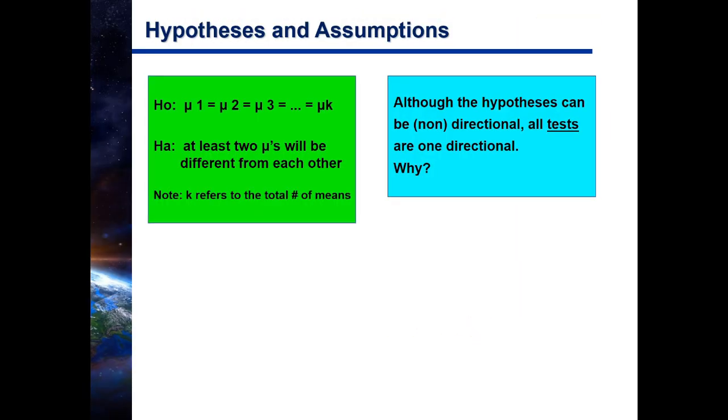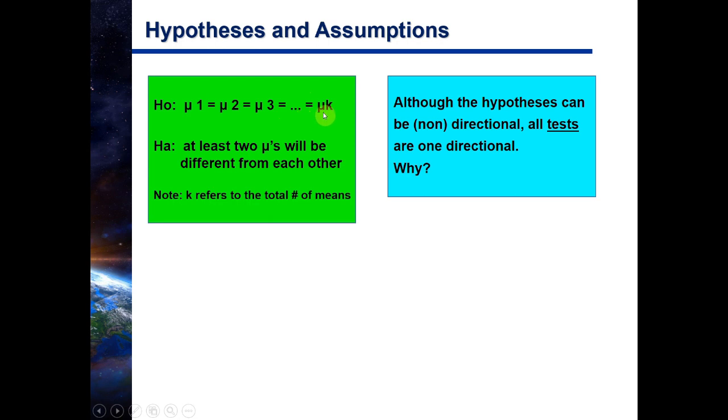Okay, what about the assumptions? Well, I'm sorry, the hypotheses. We'll start with hypotheses. What about the hypotheses? H0 would say that mu1 equals mu2 equals mu3. Now, if you only have 3 levels, that's where you would stop. But if you have a 4th level, then you're going to have to add equals mu4. If you have a 5th level, you have to add equals mu5.